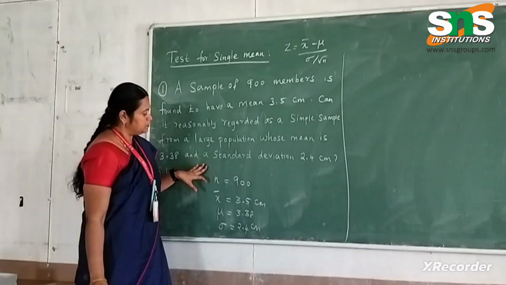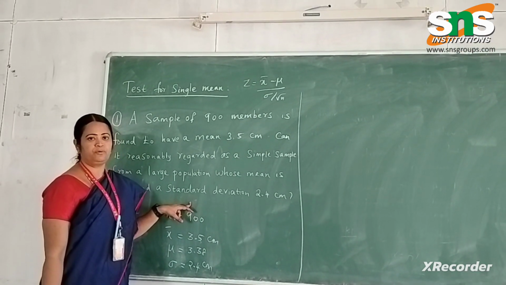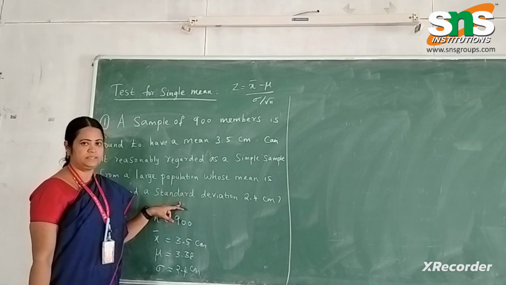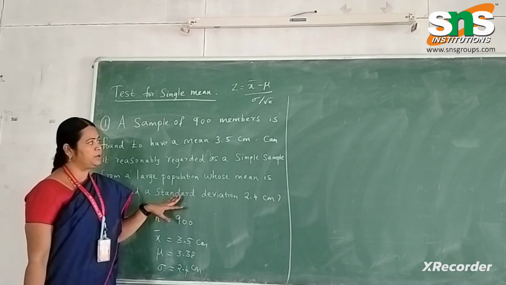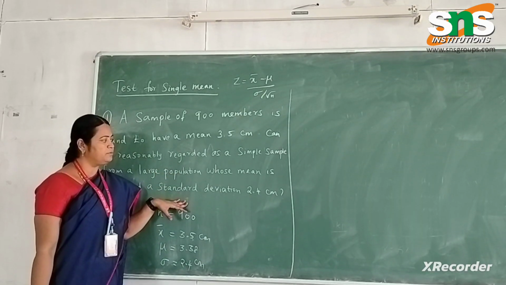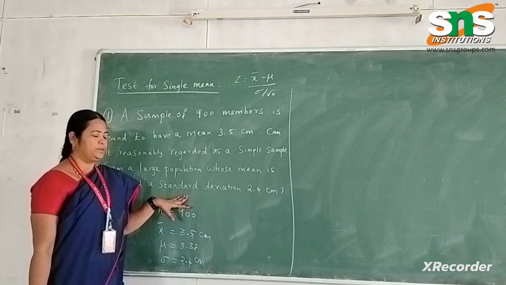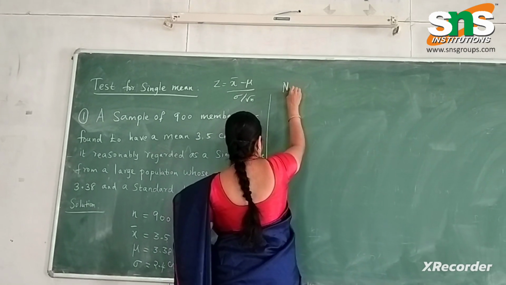So here, the steps involved in testing this hypothesis are: first, you have to formulate the null and alternative hypothesis; second, you have to write the level of significance; third, you have to write the formula and compute the test statistic; and at last, you have to write the final decision. So now let us write the null and alternative hypothesis.